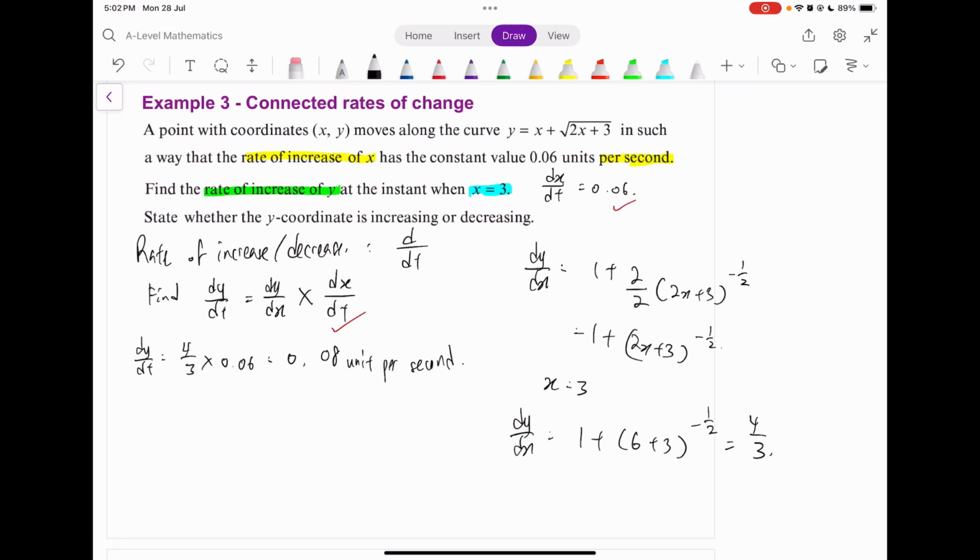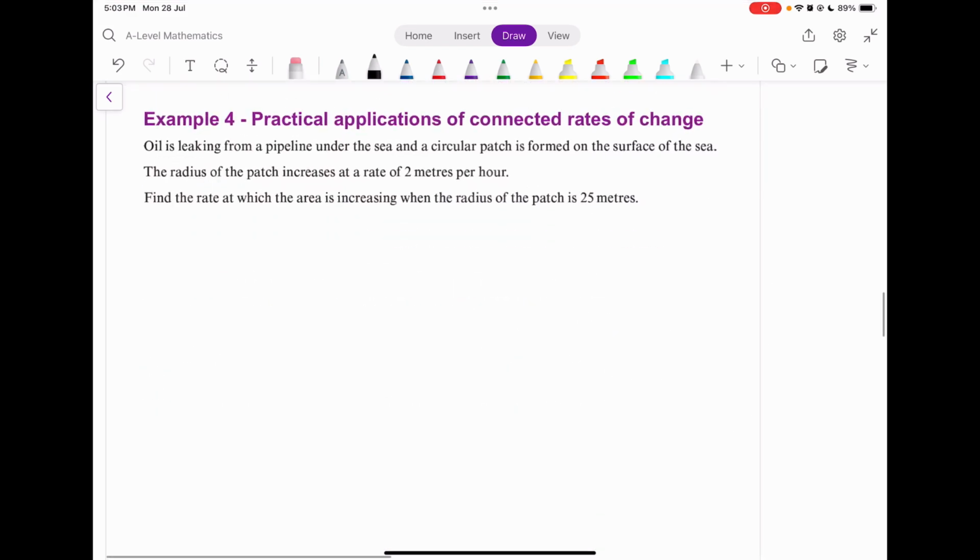Okay，那我们怎样判断出来它是 increasing 还是 decreasing？所以我们就讲 dy over dt is bigger than 0, therefore it is increasing. Done. Next one.